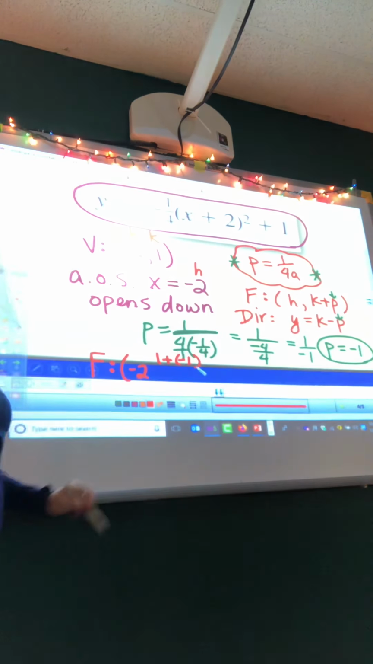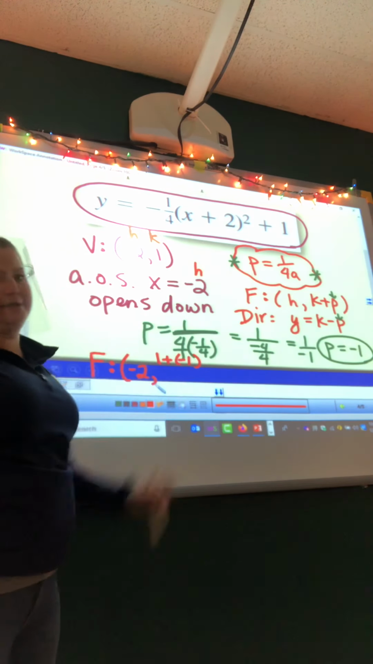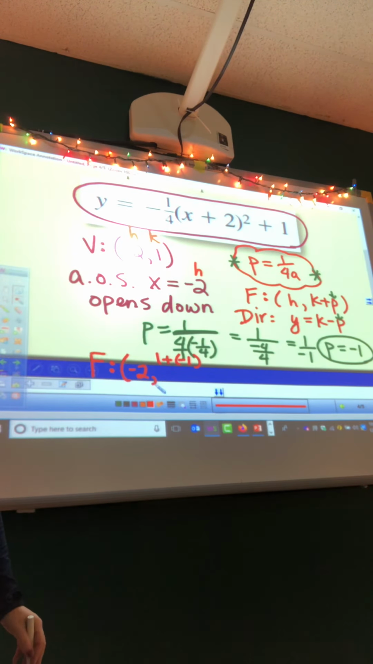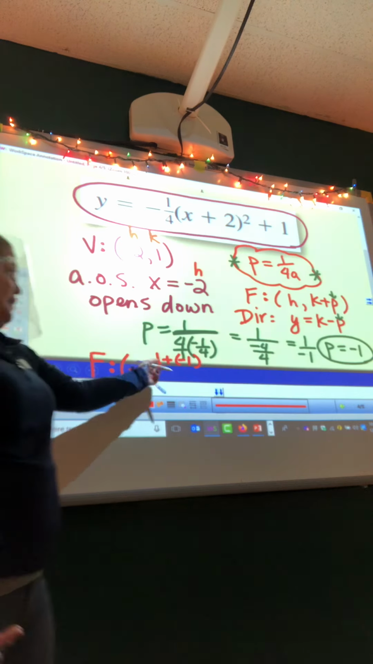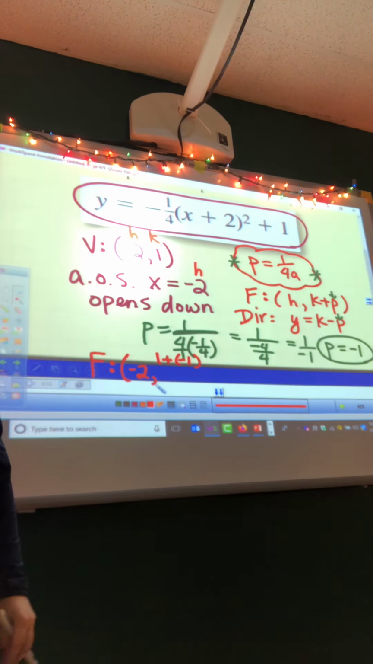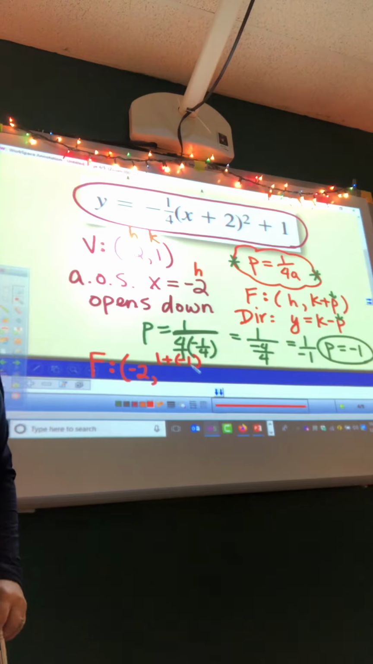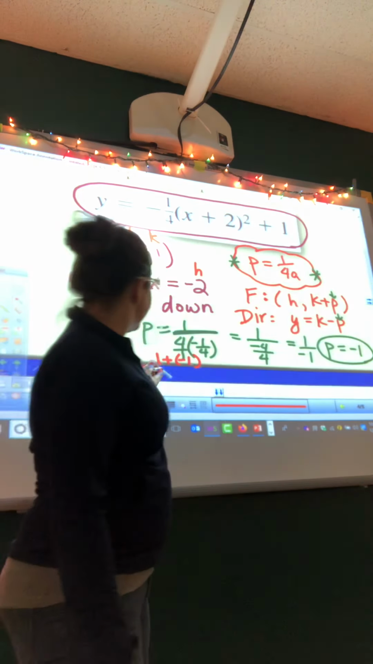And so therefore, that focus is at -2. And what is 1 plus a -1? Doing the math. We're in algebra, that should be easy. This is a positive 1. This is a -1. 0, yes.